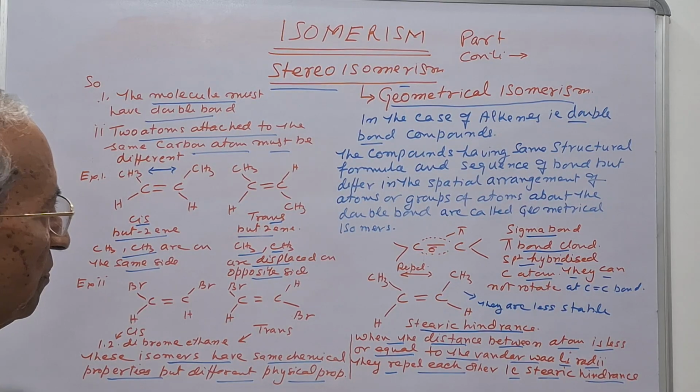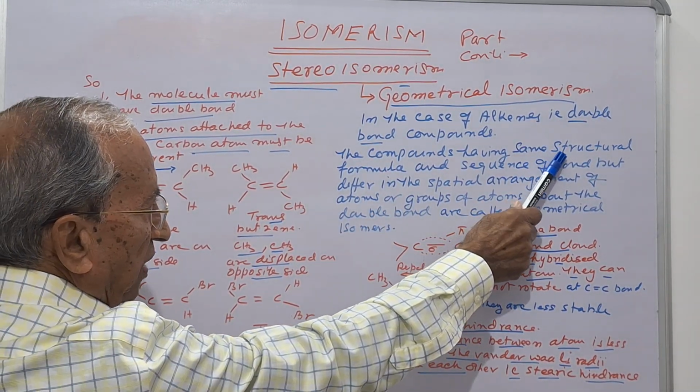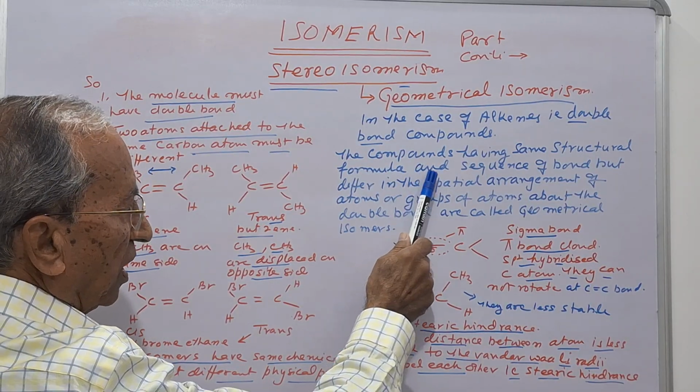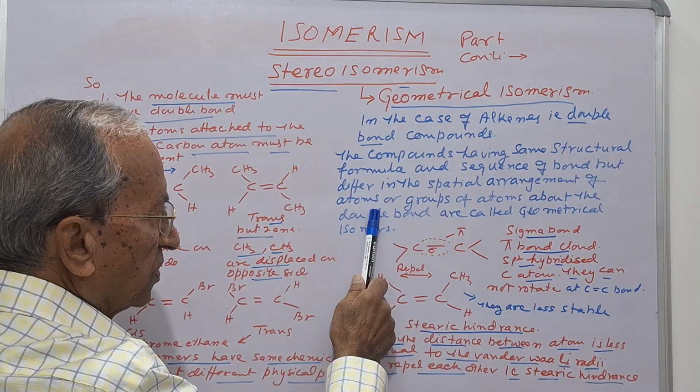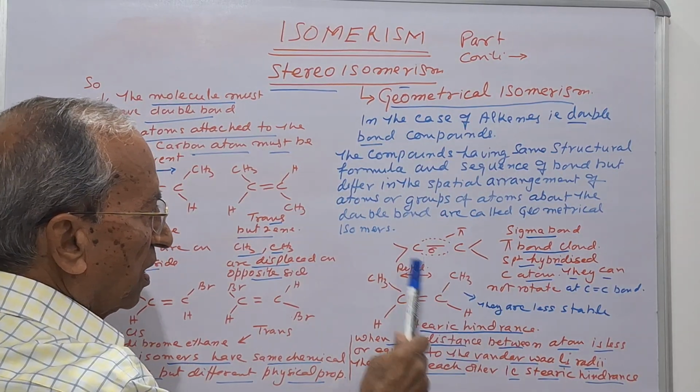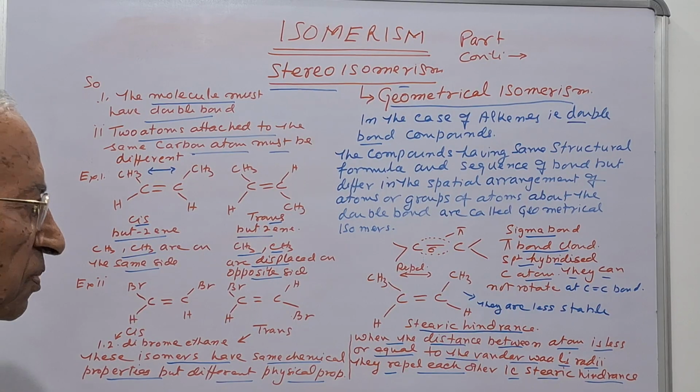It will be clear to you that in the case of geometrical isomerism, compounds having the same structural formula and sequence of bonds but differing in the spatial arrangement of the atoms or groups of atoms about the double bond are called geometrical isomers.